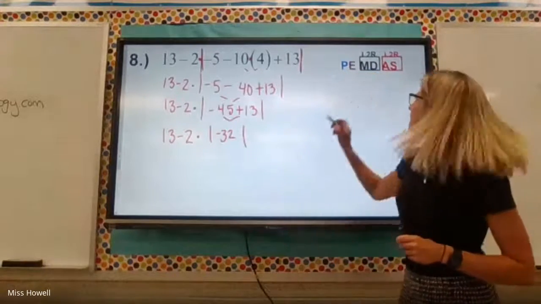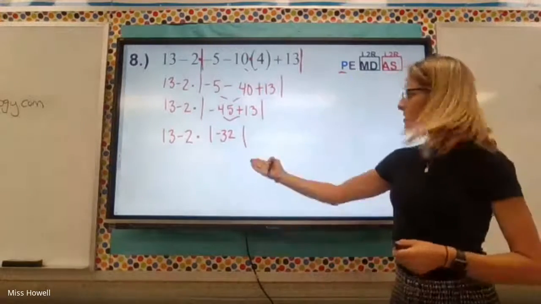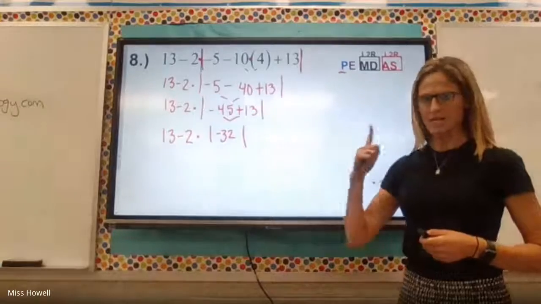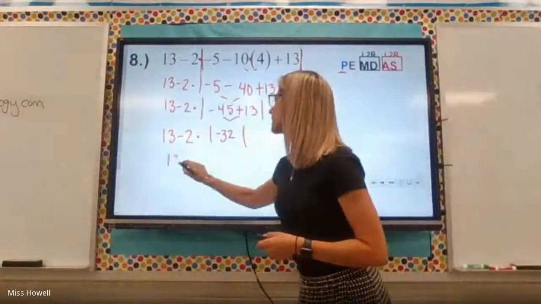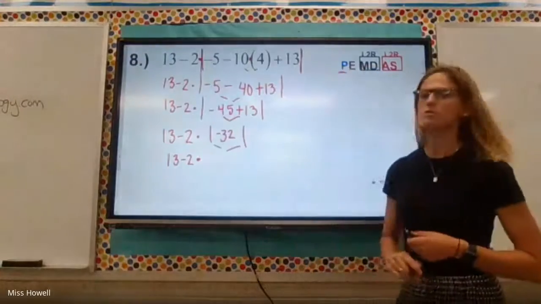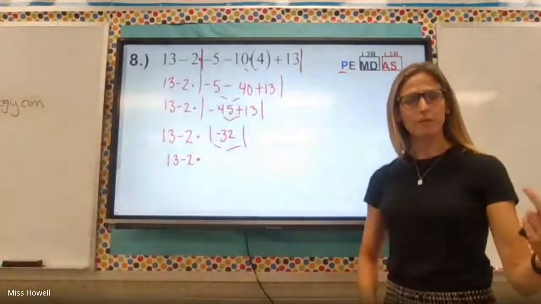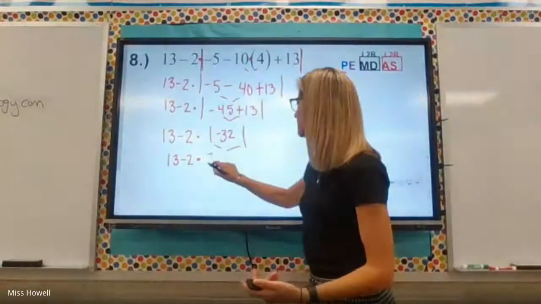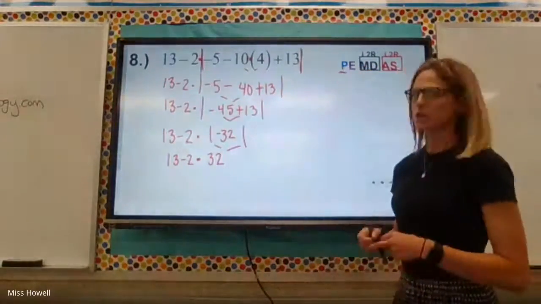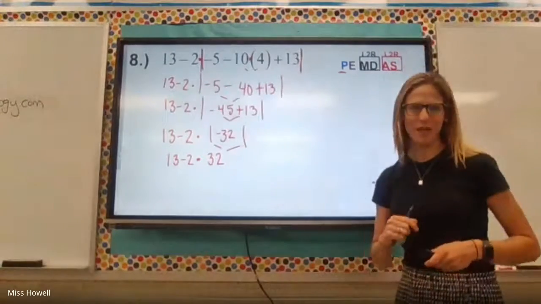All right, we're not quite done here with letter P because we still haven't finished our grouping symbols, of what's the absolute value of negative 32. So that's our next step. 13 minus 2 times. And we're going to do this: what's the absolute value of negative 32? Or how far if we counted from 0 is negative 32, which is just a positive 32. Or a shortcut, pull that negative 32 out, make it a positive when it's an absolute value question.